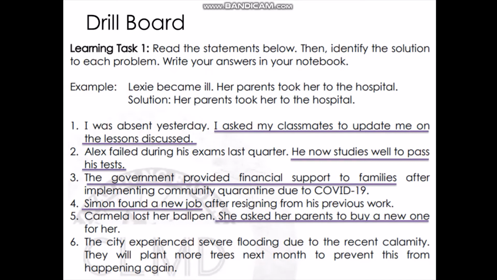So, because the problem was Carmela lost her ball pen. Last number 6. The city experienced severe flooding due to the recent calamity. They will plant more trees next month to prevent this from happening again. What is the solution? The city experienced severe flooding due to the recent calamity. They will plant more trees next month to prevent this from happening again. So, what is the solution?